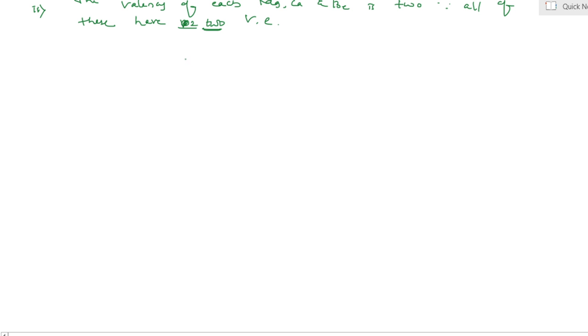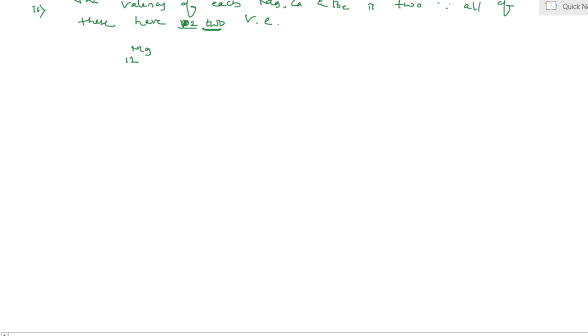Second one, the valency of each Mg, Ca and Be, between magnesium, calcium and beryllium is 2, because all of these have two valence electrons. Let's take an example: magnesium Mg 12.